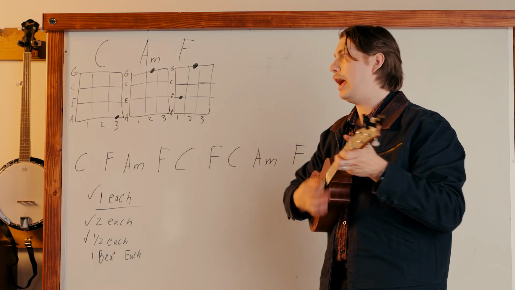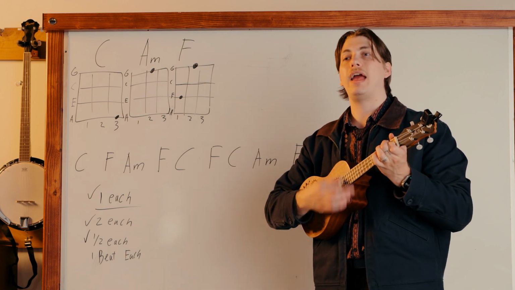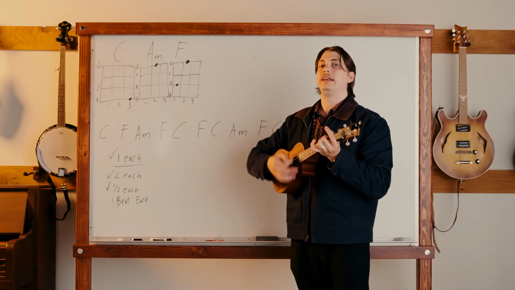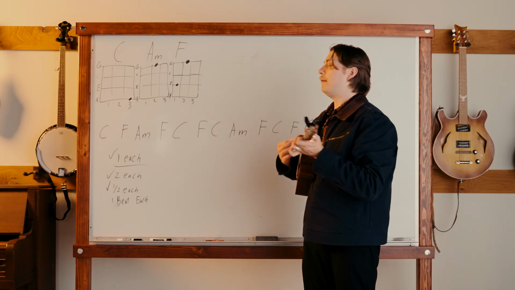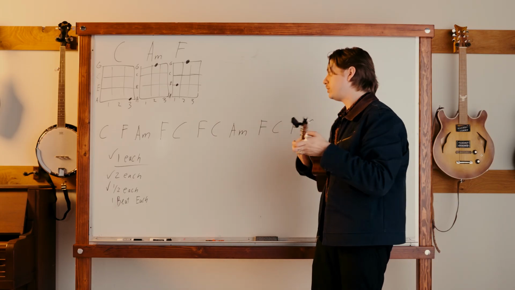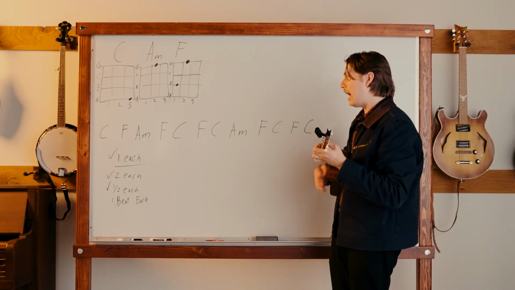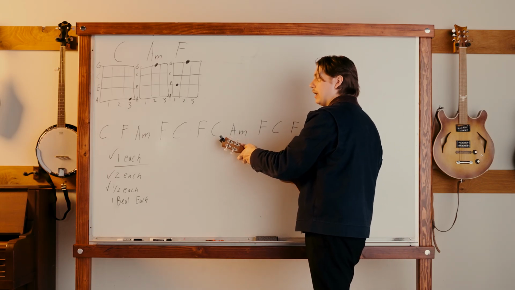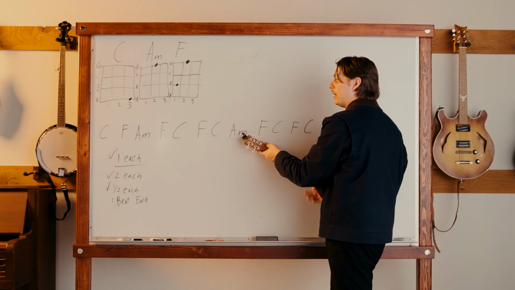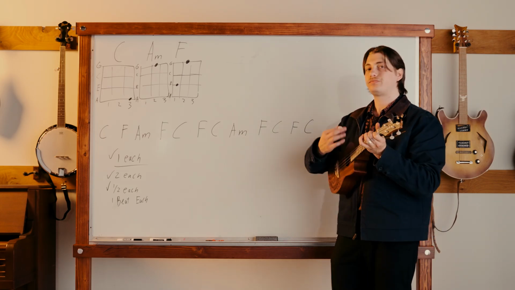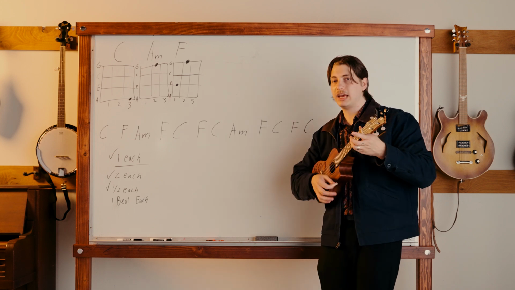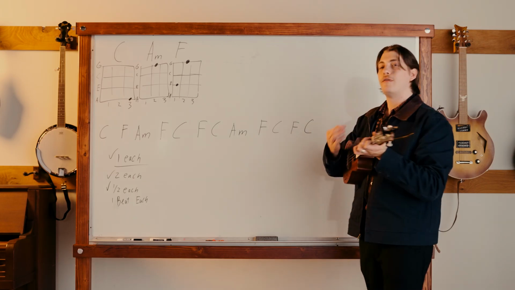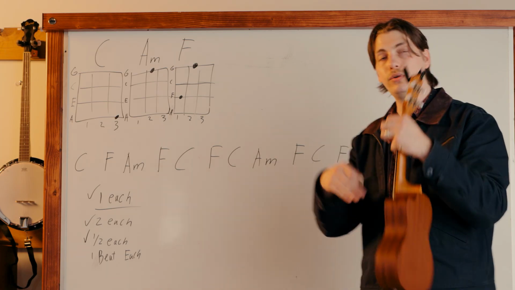C and 2 and 3 and 4 and F and 2 and 3 and 4 and A minor and 2 and 3 and get ready for F and 2 and 3 and 4 and C, 2 and 3 and 4 and F and C and 2 and 3 and 4 and 1 and 2, A minor, 3 and 4 and F, C and F. Ready? 3, 4, C. Okay, great job. If you got that, that's really awesome.